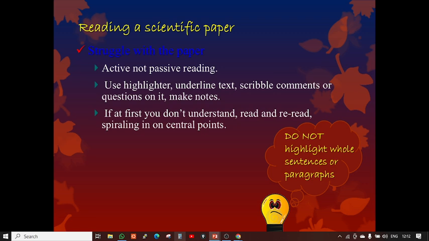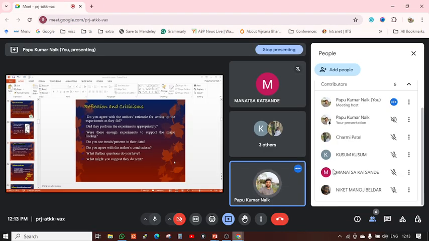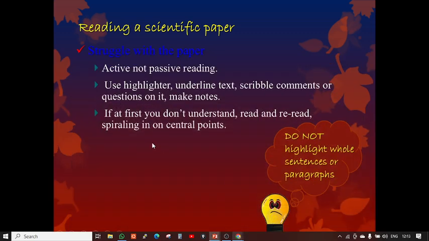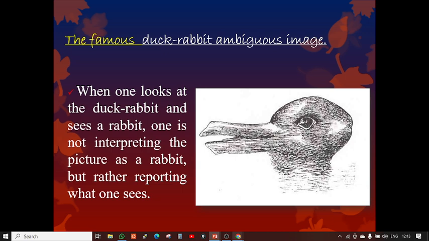Reading a scientific paper means struggling with the paper: active, not passive reading. That is a very important thing. If you are reading a story book, your main purpose is to understand the story. But with a research paper you do not read it as a story, because you read it critically. So we are going to highlight things in the text; if you don't understand something, ask, and rewrite.